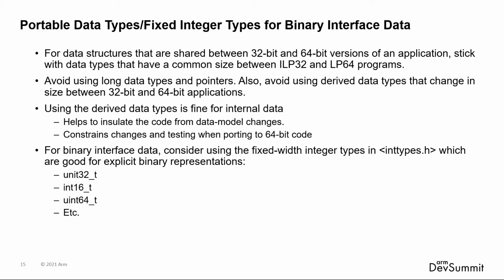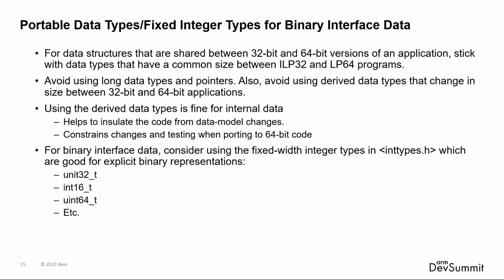Again, this is often the difference in interpretation of integer versus long variables between the two data types. Using the derived data types in sys/types.h is a good idea for internal data because it helps to insulate the code from data model changes. However, precisely because the size of these types is prone to change with the data model, using them is not recommended in data that's shared between 32-bit and 64-bit applications, or in other situations where the data size must remain fixed.